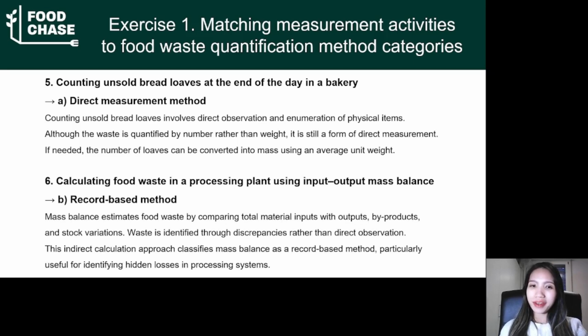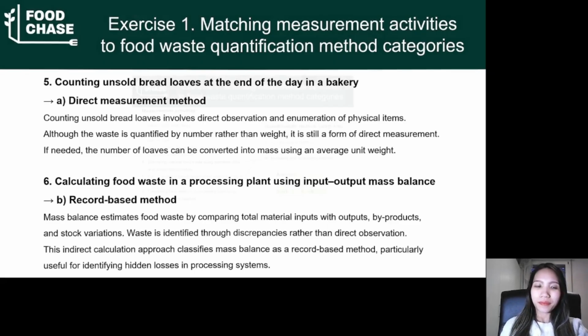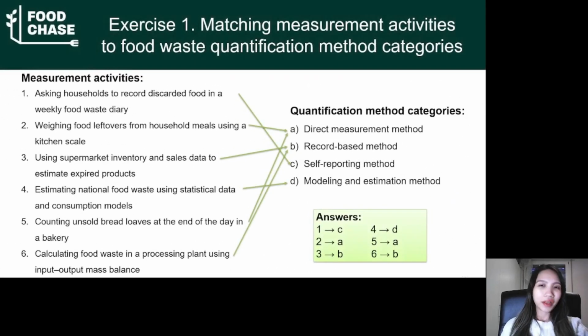Calculating food waste in a processing plant using input and output mass balance. Since the input and output data are included in the production record, this can be classified as record-based method. So here is a summary of the answers for this exercise, where each scenario is matched to the right quantification method category.